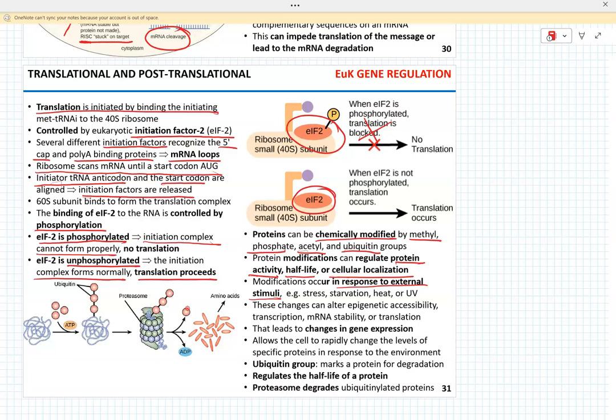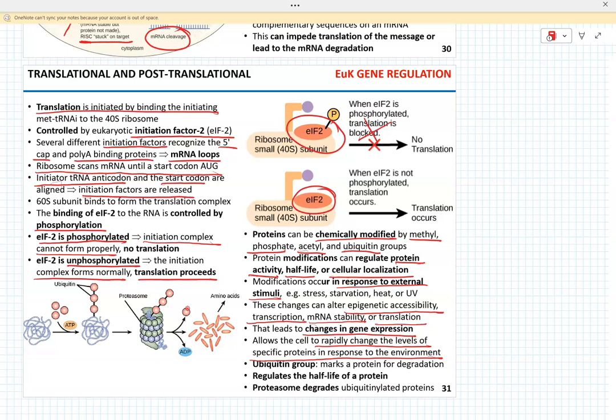The chemical changes in the protein, in turn, can alter epigenetic accessibility of DNA, can alter transcriptional activity, stability of mRNA, or translation if the modified proteins participate in those processes. All of this changes the gene expression. The multitude of regulatory mechanisms allows the cell to rapidly respond to the changes in the environment by quickly altering the levels of specific proteins produced during gene expression.